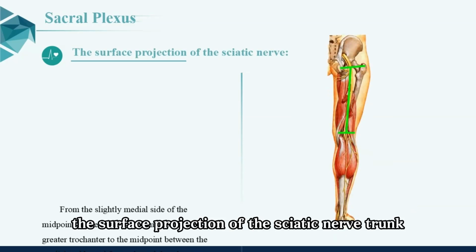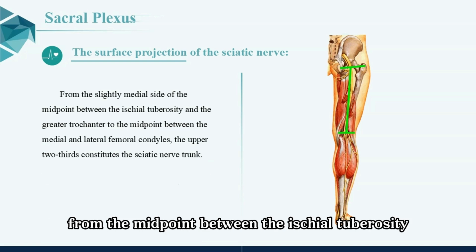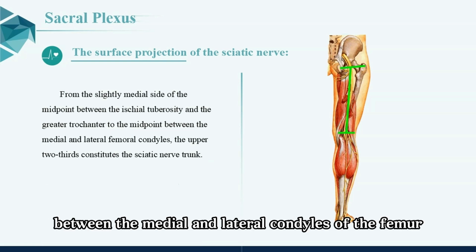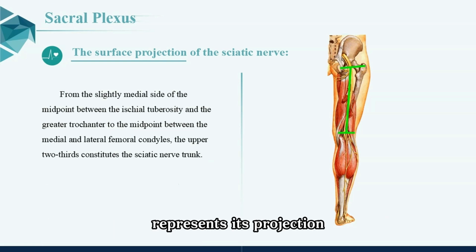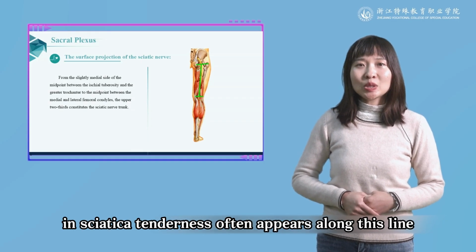Second, the surface projection of the sciatic nerve trunk. It is represented by a line from the midpoint between the ischial tuberosity and the greater trochanter, descending to the midpoint between the medial and lateral condyles of the femur. The upper 2/3 of this line represents its projection. In sciatica, tenderness often appears along this line.